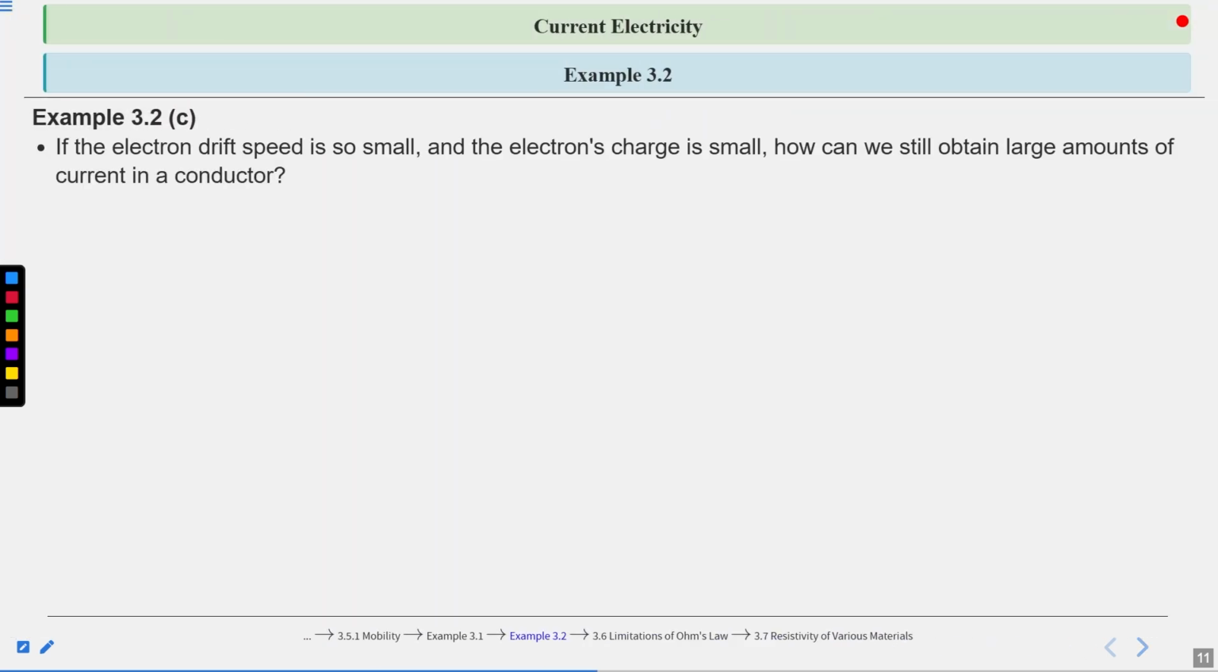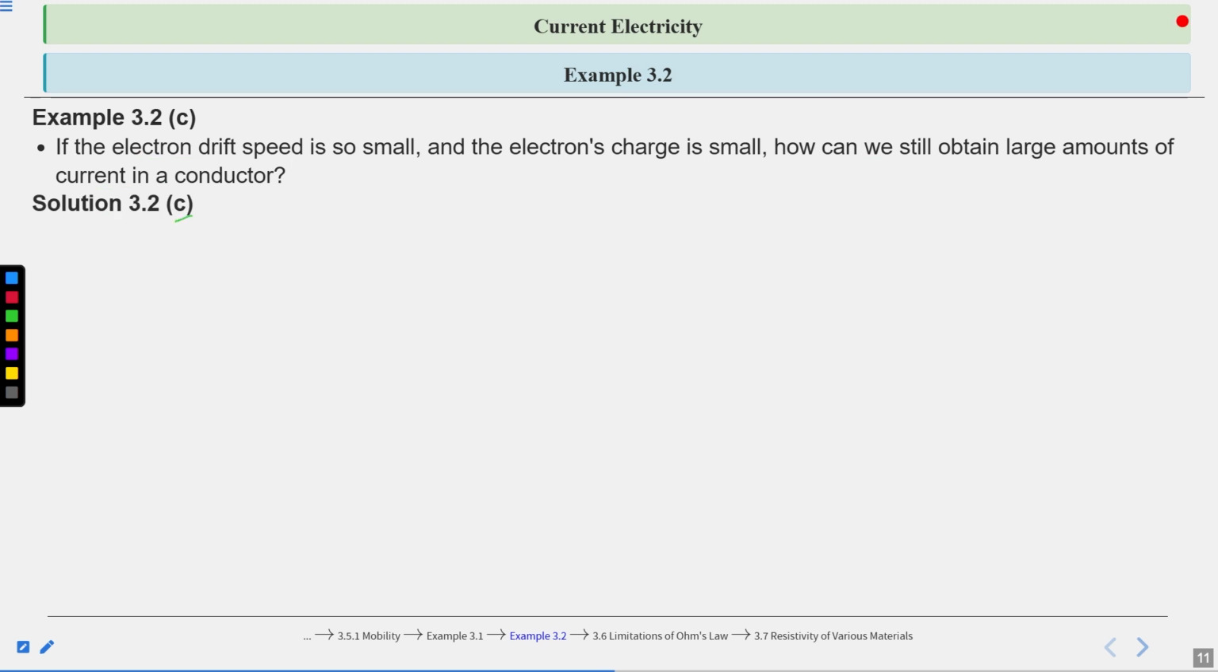So part C: if the electron drift speed is so small and the electron charge is also very small, how can we still obtain large amounts of current in a conductor? We know that drift speed is of the order of 1 millimeter per second, and electron charge is also very small, 1.6 × 10^-19 coulomb. Then how can we still obtain a large current in the conductor, in amperes, not milliamperes or microamperes? We can obtain a current of 5 ampere, 10 ampere. So how?